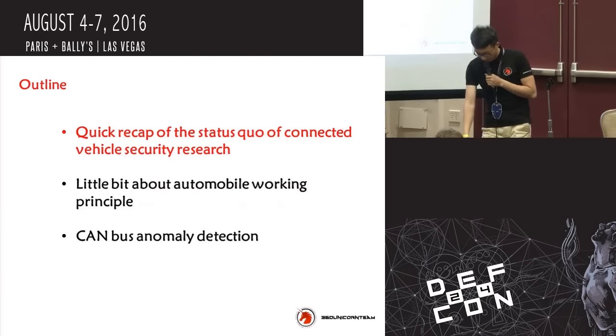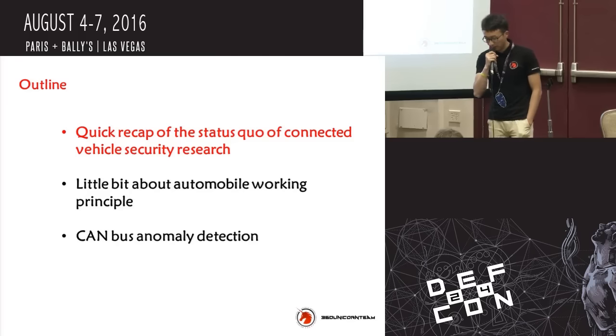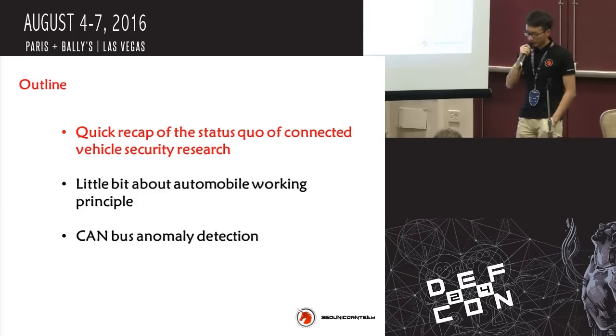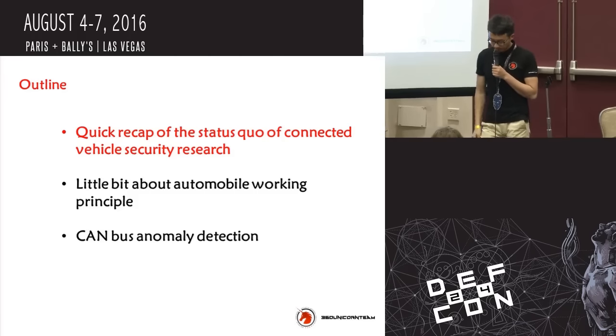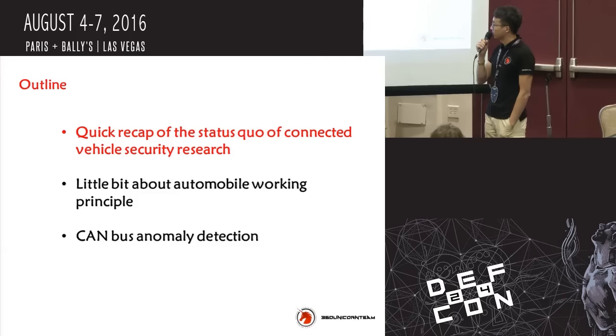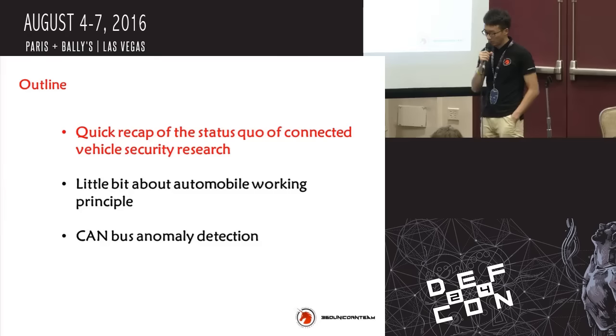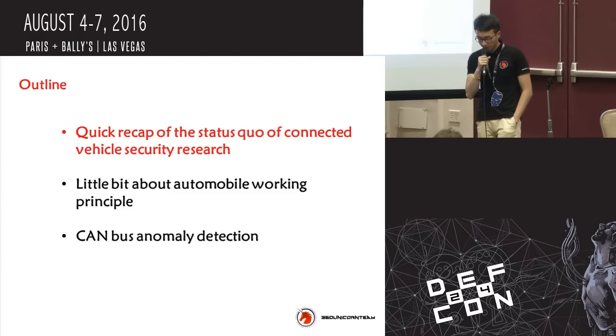So let's get started. The outline of my talk is a quick recap of the status quo of connected vehicle security research. I will use about 20 pages of PowerPoint to explain it. Then I will talk a little bit about the automobile working principle, because I have more of an automotive background, so I want to share with you how a typical automobile works. And finally, I will get to the meat of this talk, CAN bus anomaly detection.